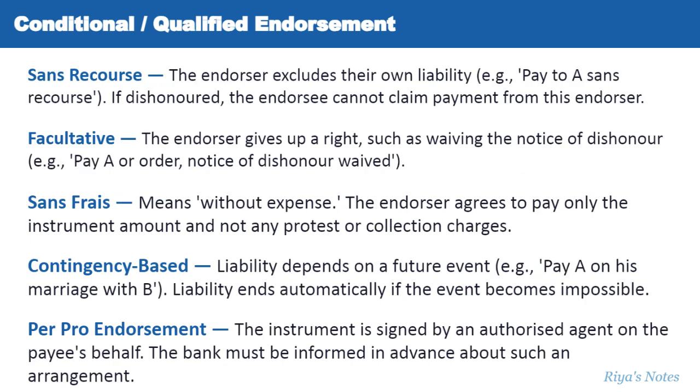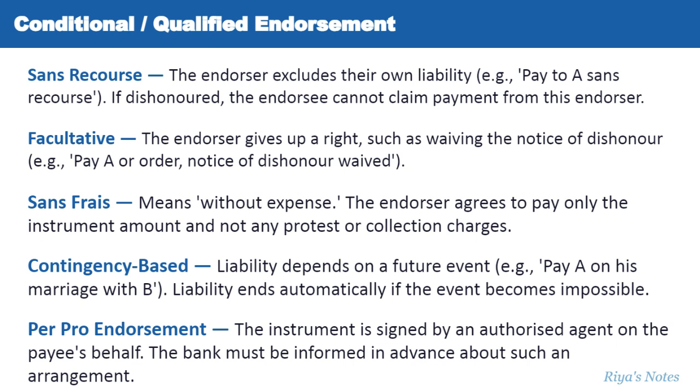Conditional/qualified endorsement. Sans recourse. The endorser excludes their own liability, e.g., pay to A sans recourse. If dishonored, the endorsee cannot claim payment from this endorser. Facultative. The endorser gives up a right, such as waiving the notice of dishonor, e.g., pay A or order, notice of dishonor waived. Sans frais means without expense. The endorser agrees to pay only the instrument amount and not any protest or collection charges.